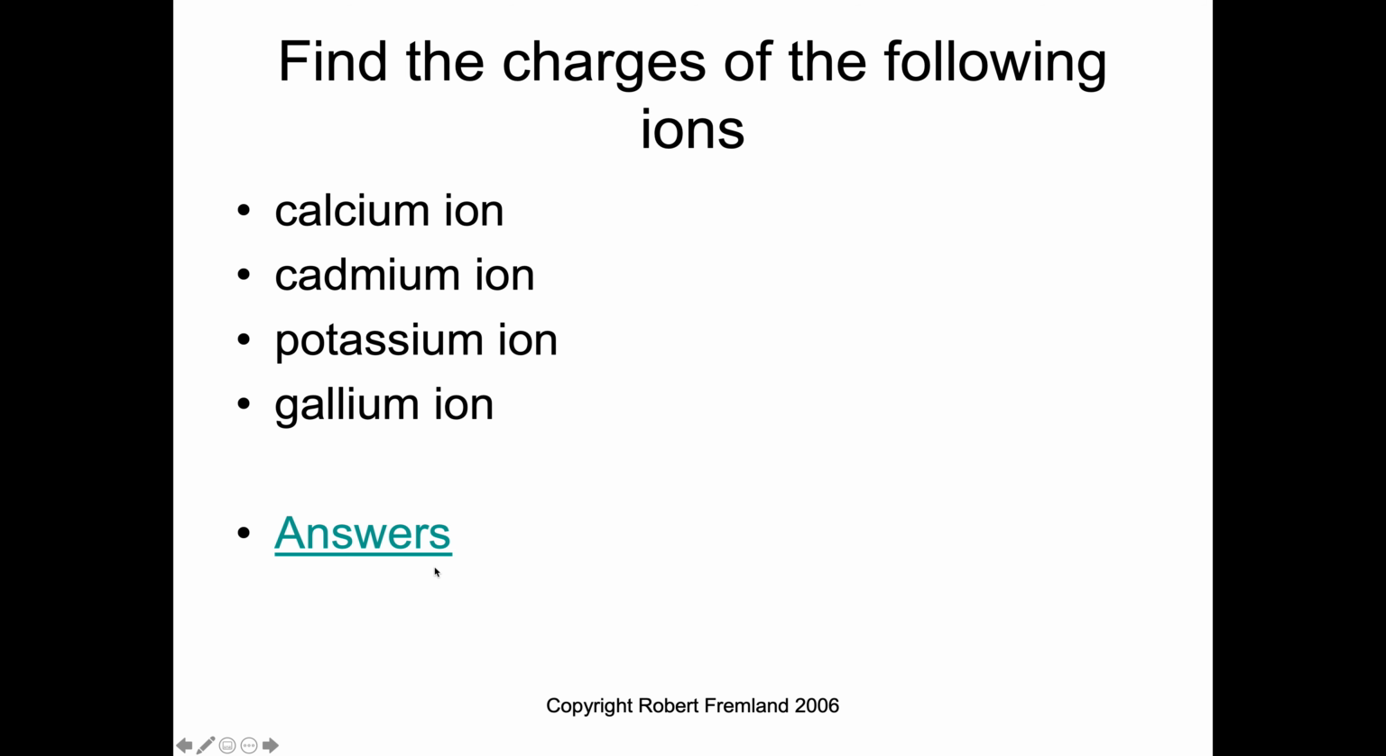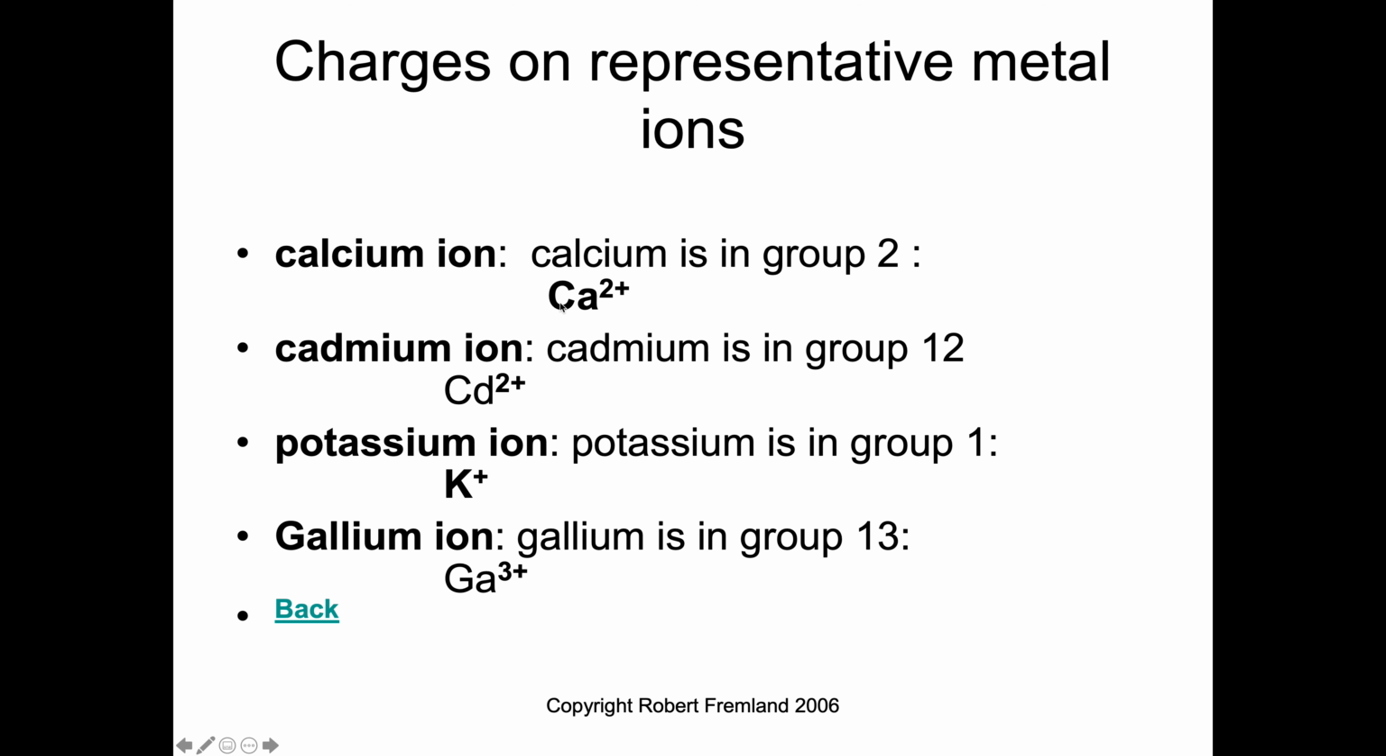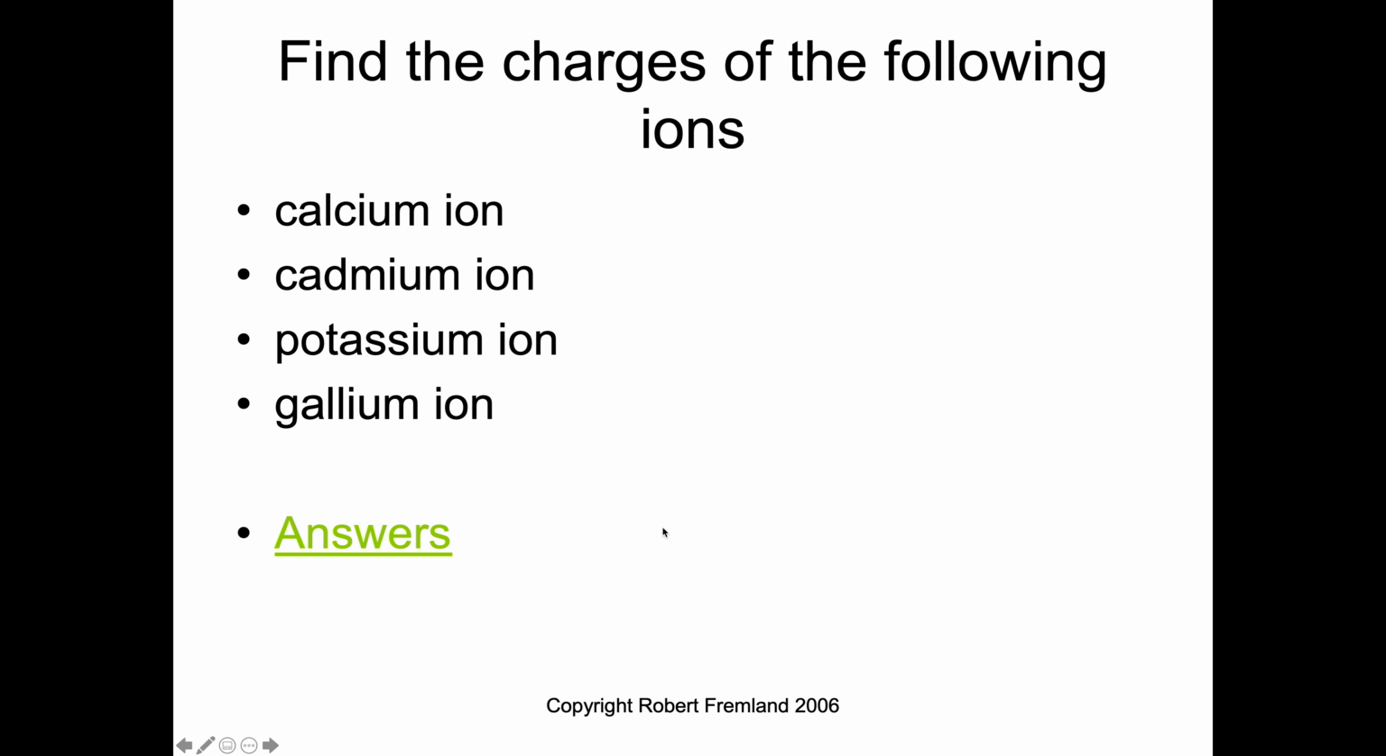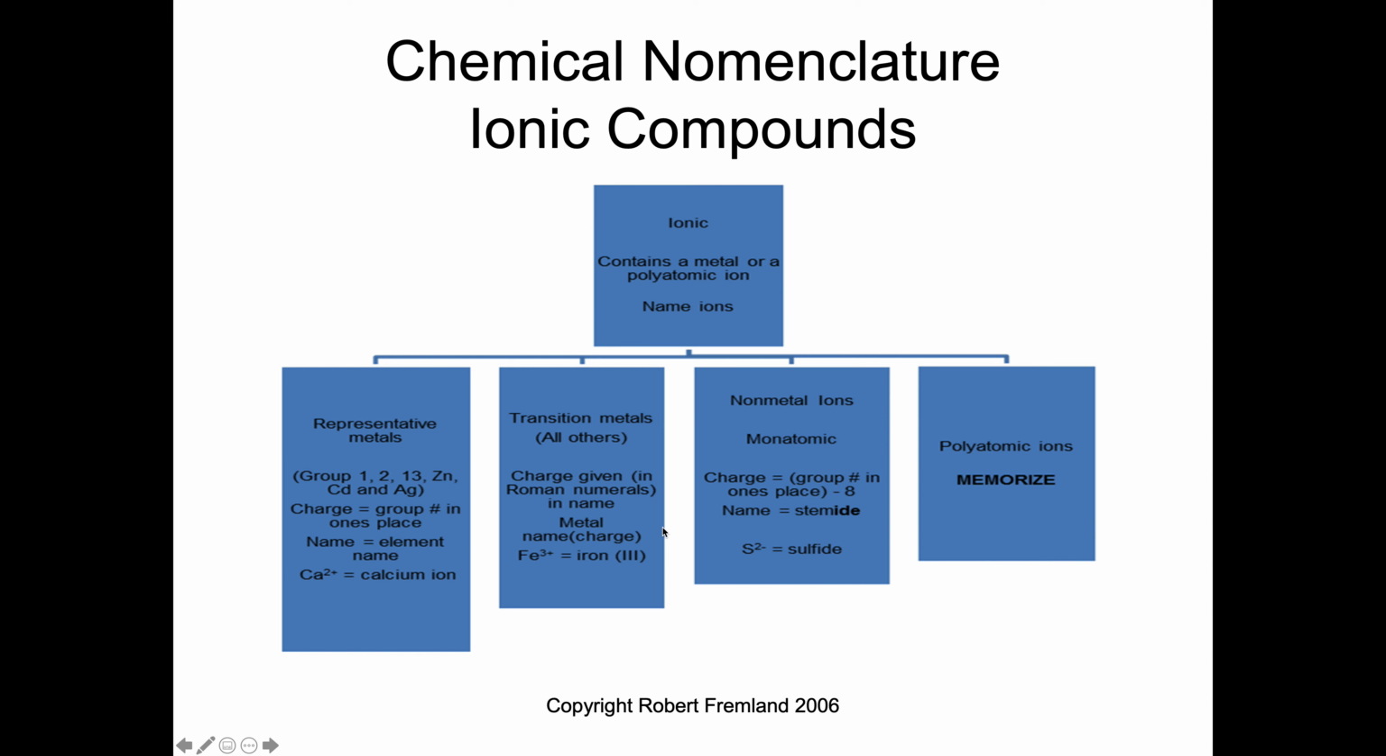All right, now that you've come back, I'll just click on the answers. Okay, calcium is in group 2, so it's a +2. Cadmium, group 12, it's a +2. Potassium is in group 1, it's a +1. And gallium is in group 13, like aluminum, so it's a +3. All right, so moving along, that takes care of the representative metal ions.